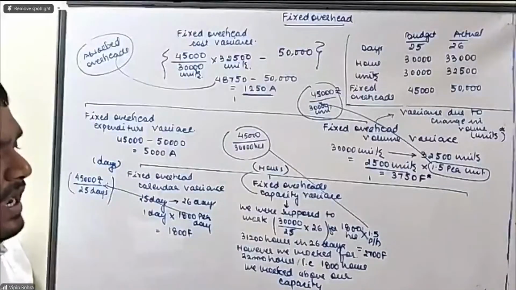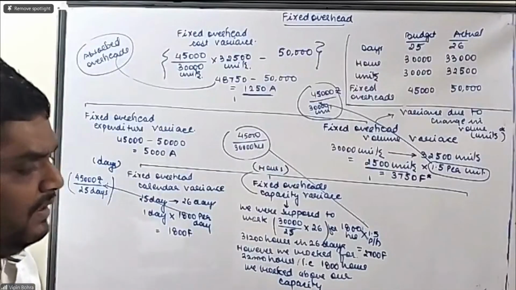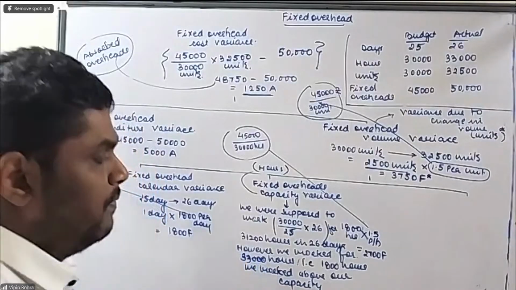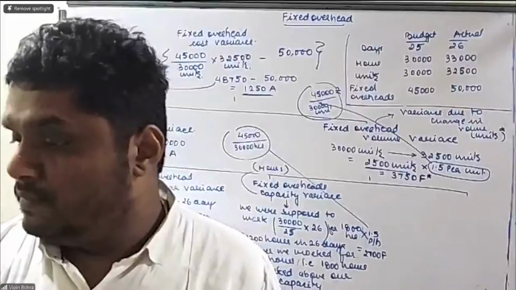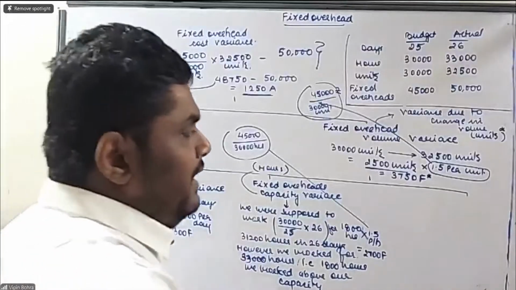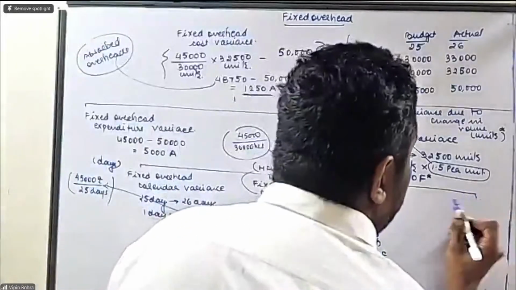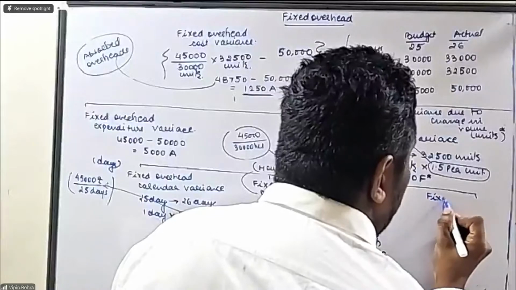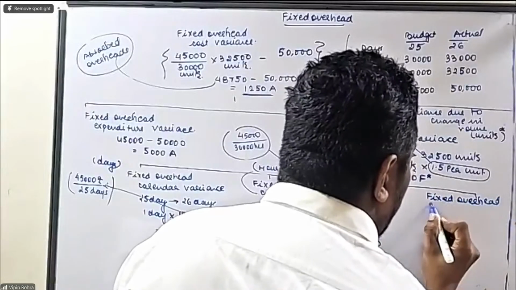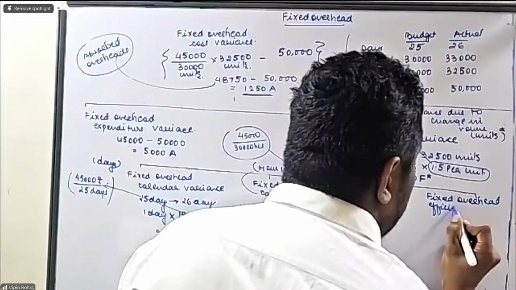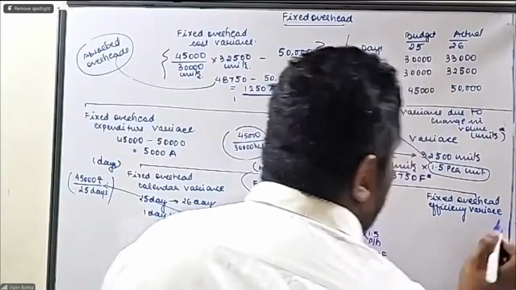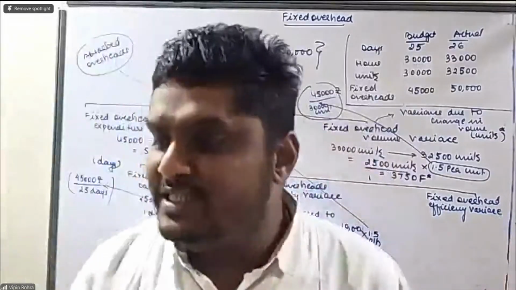That is 1800 hours we worked above our capacity. So this is all about capacity variance. Now let's start with the last part: fixed overhead efficiency variance.